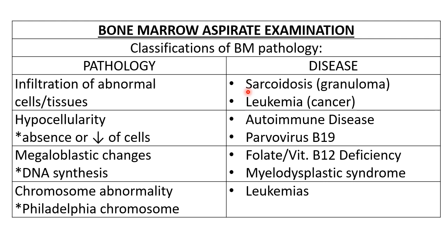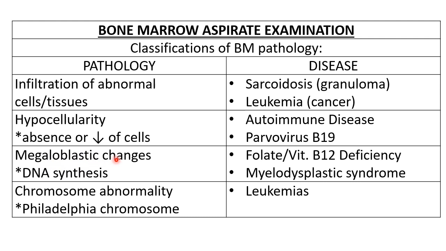counts. If ever na-observe mo sa bone marrow aspirate mo na wala kang masyadong nakitang cells, or tinatawag nating hypocellularity, you suspect the following conditions. Baka may autoimmune disease. Ano ibig sabihin ng autoimmune disease ulit? Ito yung mga condition na nagpo-produce ka ng antibodies against yourself, no? Yung mga organs mo. So baka may mga antibodies ka against the proteins found in bone marrow. The next, parvovirus B19 infection, no, can cause your pure red cell aplasia or bagsak lahat yung red blood cell lineage mo.